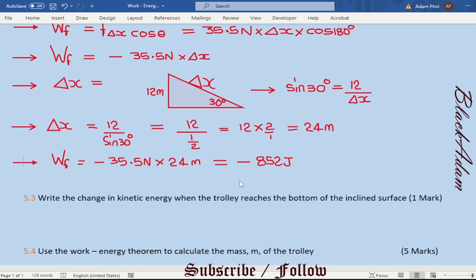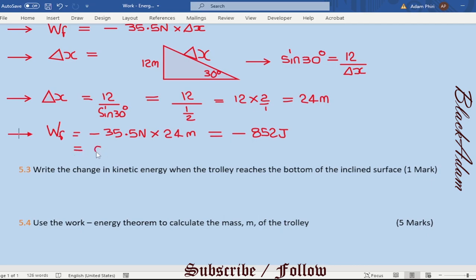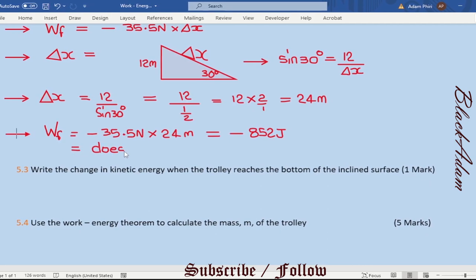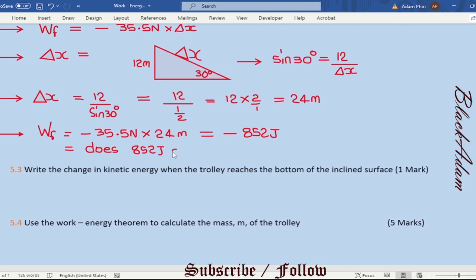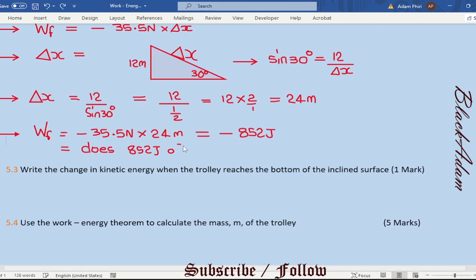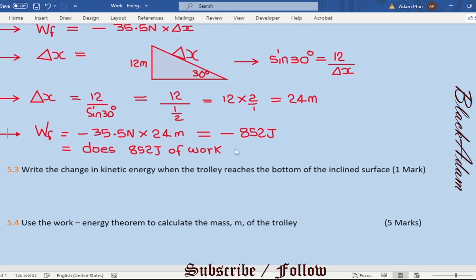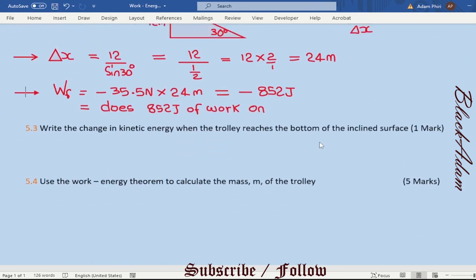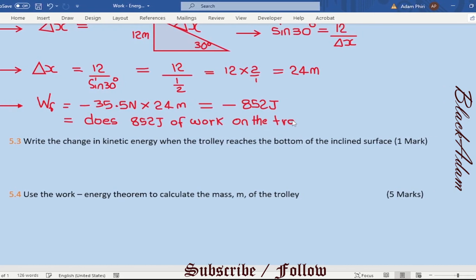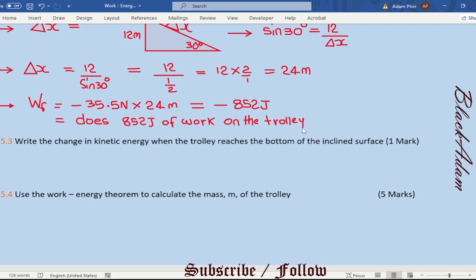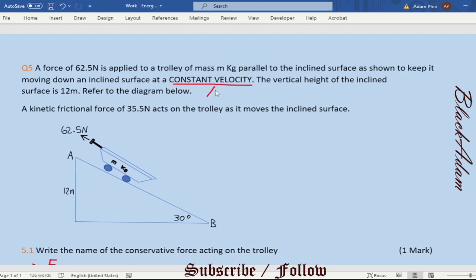That gives negative 852 joules. So we need to interpret it. Why is the sign negative? It's negative because the friction does work of 852 joules on the trolley. That's why it's negative, because it acts on the trolley. If the trolley did work on the surface, then it could be positive, right? So let us look at the steps that we took.